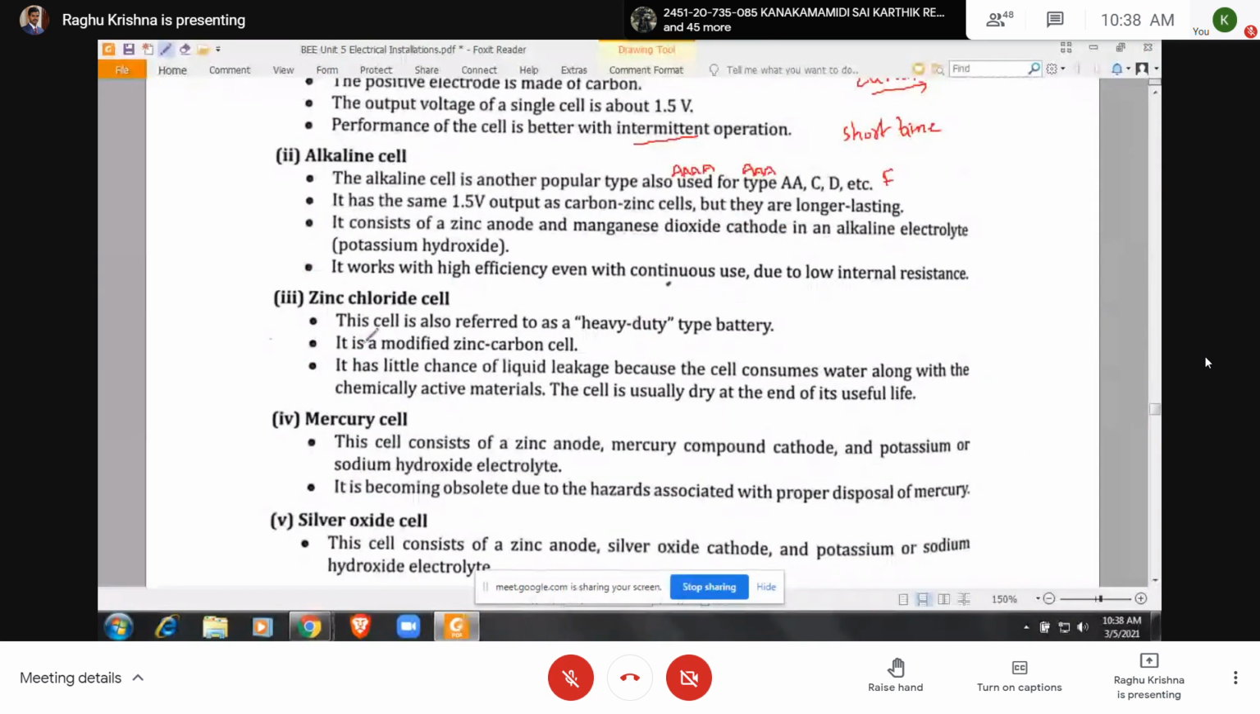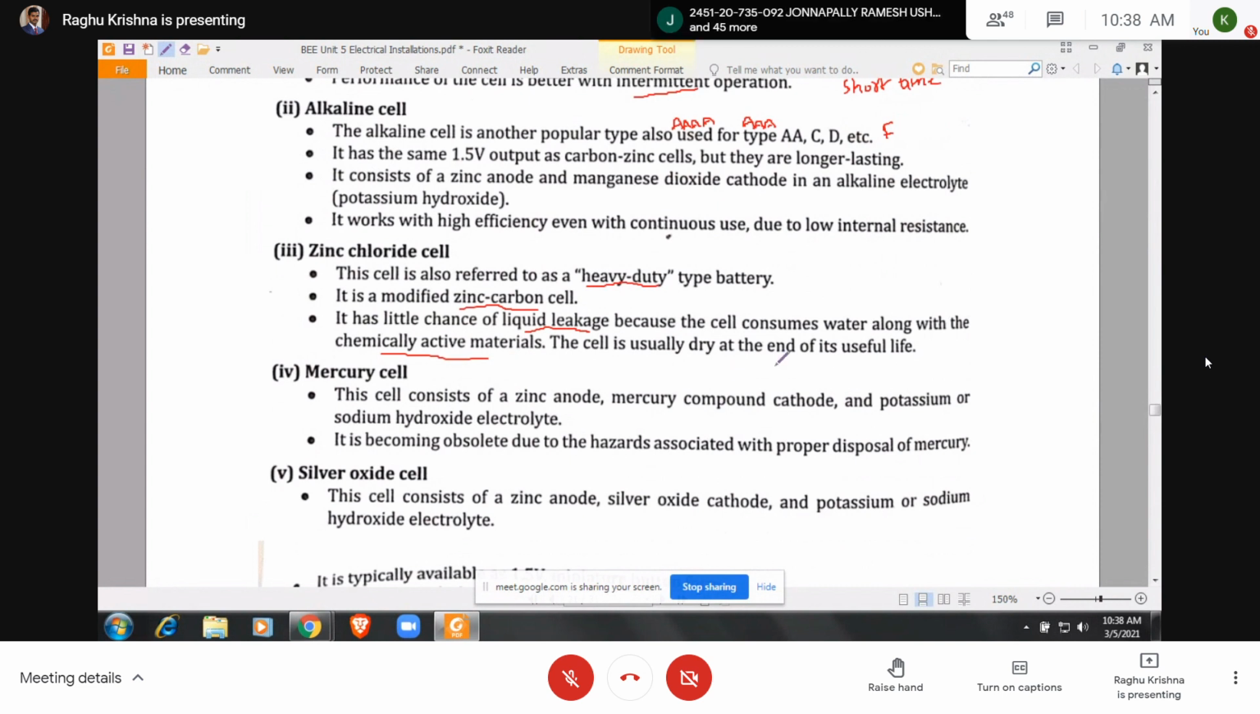Next you have the zinc chloride cell. Here they are referred to as heavy duty type batteries. It is a modified zinc carbon cell. It has little chance of liquid leakage, because the cell consumes water along with the chemically active metals. So the cell is usually dry at the end of its useful life.